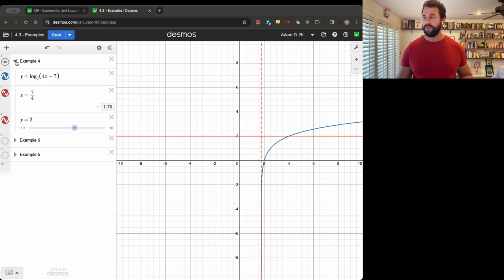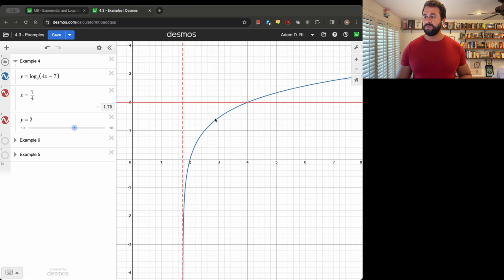What I've got graphed in blue is the function log base 3 of 4x minus 7. Here's what it looks like. Here's that vertical asymptote. Notice where the vertical asymptote is. It's at 1 3/4, right? And that's why we had that restriction on our variable. Whatever the solution is, it's got to be bigger than 1 3/4.